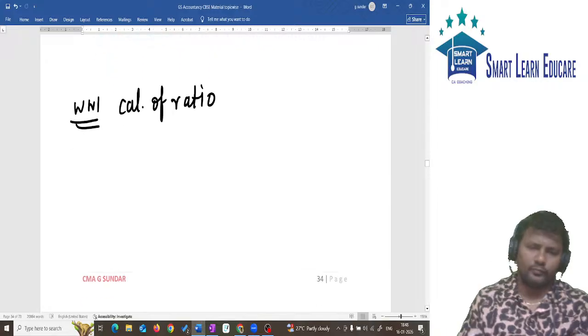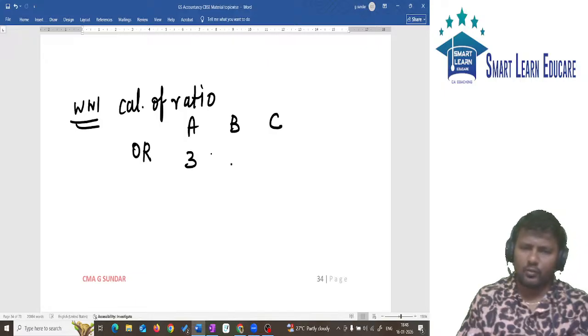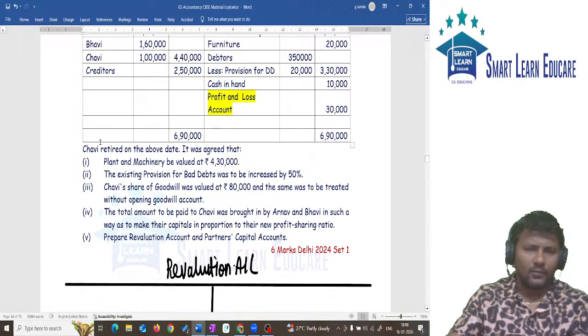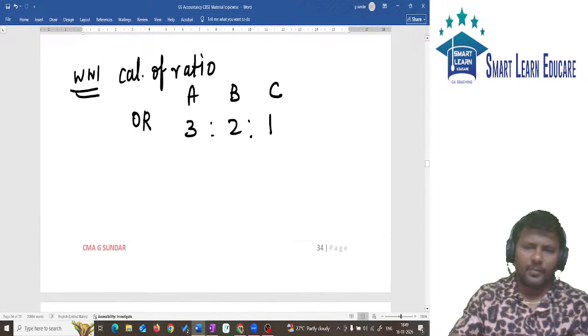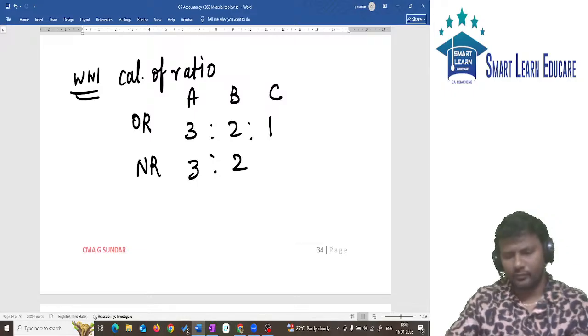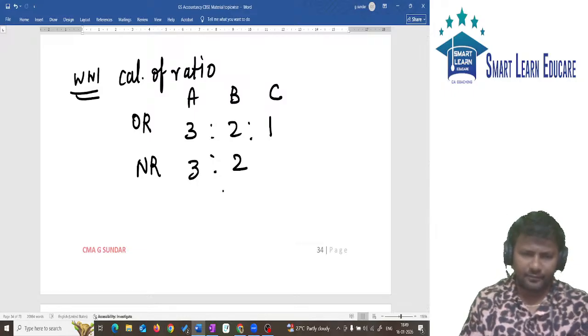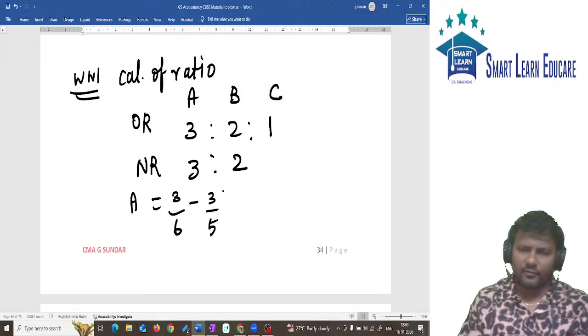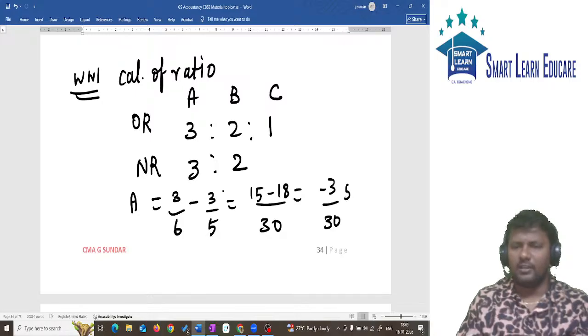So the old ratio of A, B, C is 3:2:1. Who retired? C retired. So what is the new ratio? New ratio 3:2. First find sacrifice or gain. For A, how to calculate? It is 3/6 minus 3/5, LCM 30. So 15 minus 18 will give you minus 3/30, meaning the partner is gaining.